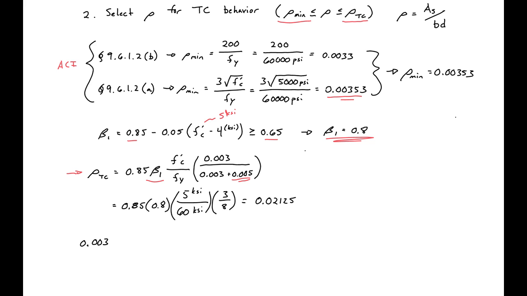So then we know that our rho needs to be between 0.00353 and 0.02125. So we will start with rho equal to 0.01, so 1%. And this is generally a good starting point.